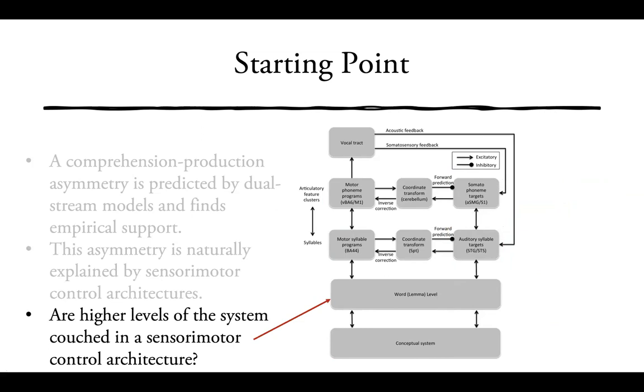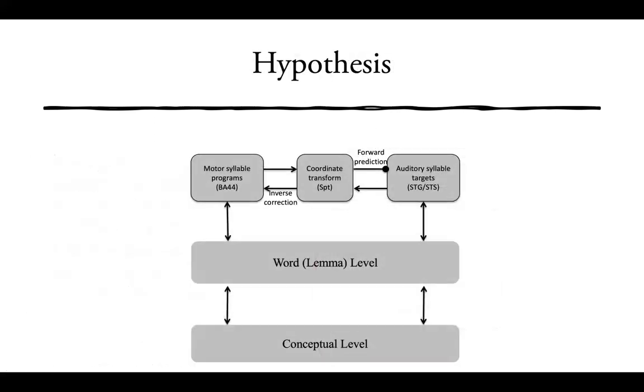And the question we want to consider here is this is a model that seems quite reasonable at the phonological level, but we are looking at the higher level. So the next level up is not split into a sensory and motor kind of architecture. And the question is, are these higher levels of the system also couched in a sensory motor control architecture? So we're going to zoom in on this part of the model and ask whether this kind of architecture makes sense.